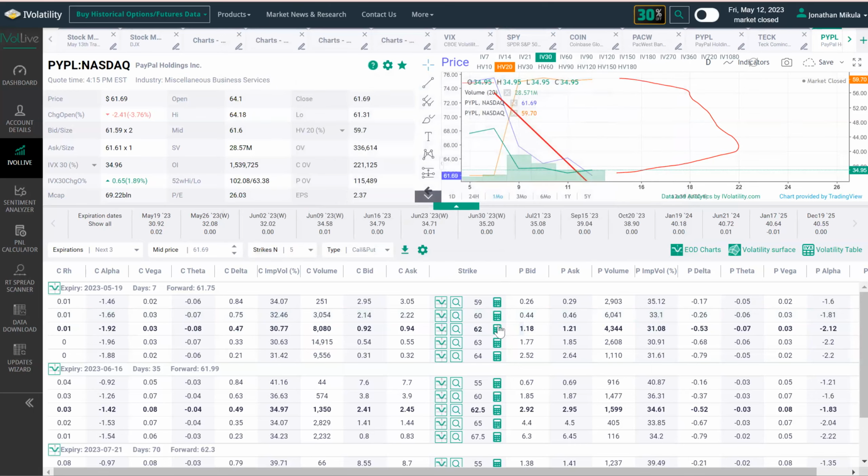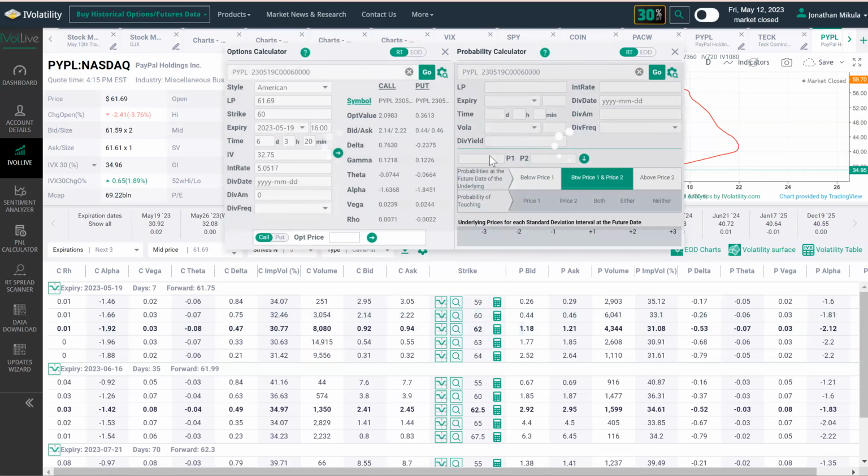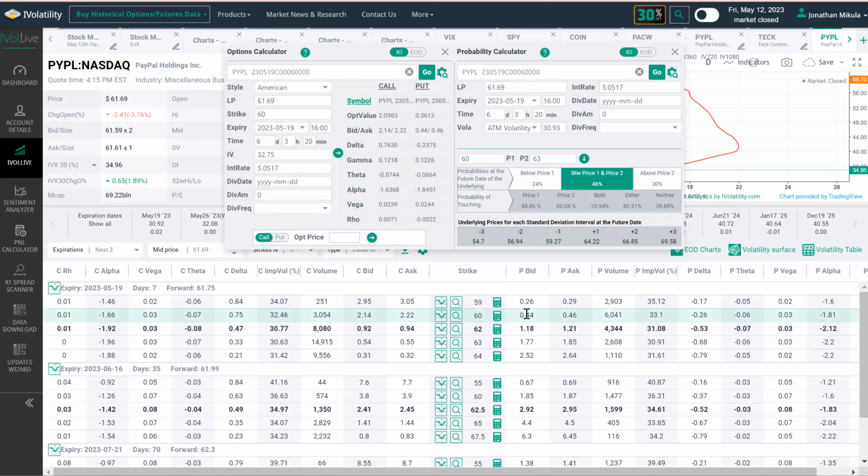So what are the odds that I'll be put? I could pull up the calculator here, and instead of 62, I would put 60 for my price one. And then maybe I could put 63 here for price two. So we could see there's only a 24% chance I'll be put at 60 versus our last one, which was like 55% chance. On the other hand, I'm only earning 45 cents a share instead of $1.18 a share. So that's always the trade-off. The more likely you are to be put, the higher the payout. The less likely you are to be put, the lower the payout. That's the math that we're running on any given trade.